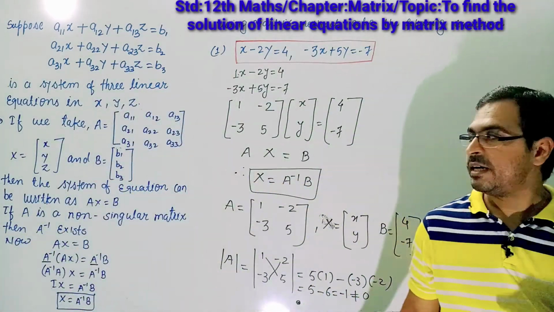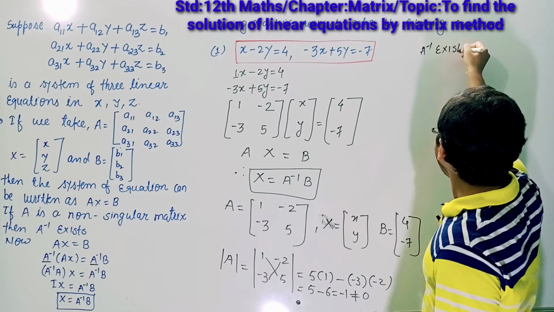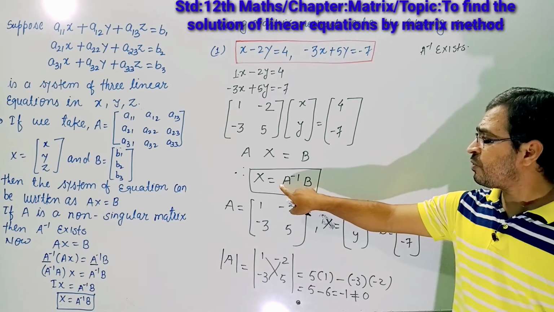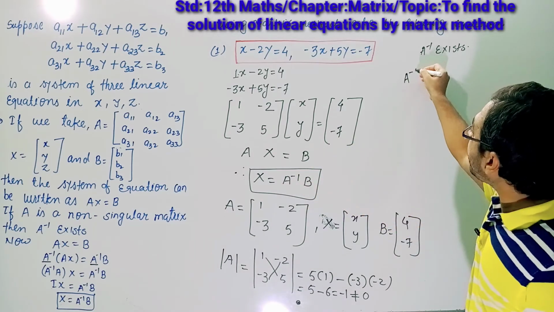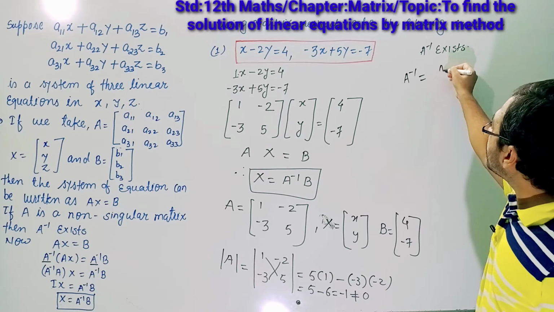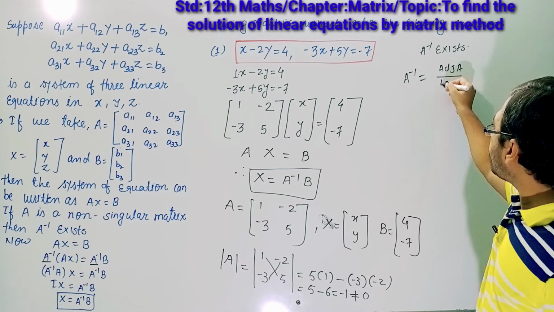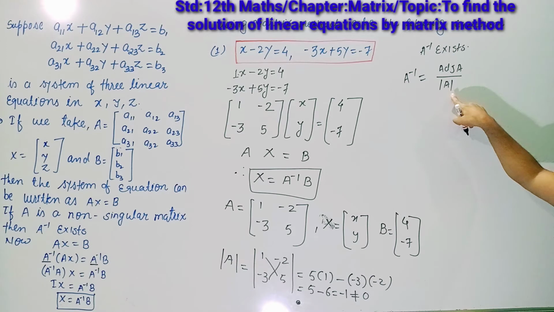So students, here you can write that A inverse exists. If A inverse exists, it means you can find out the value of x and y. Okay students, so our target is to find out A inverse. How can we find A inverse? We know that A inverse is equal to adjoint of A by modulus A. Modulus A means the value of the determinant of matrix A.